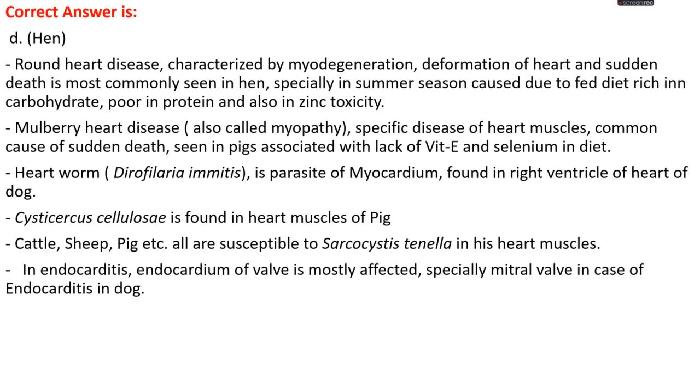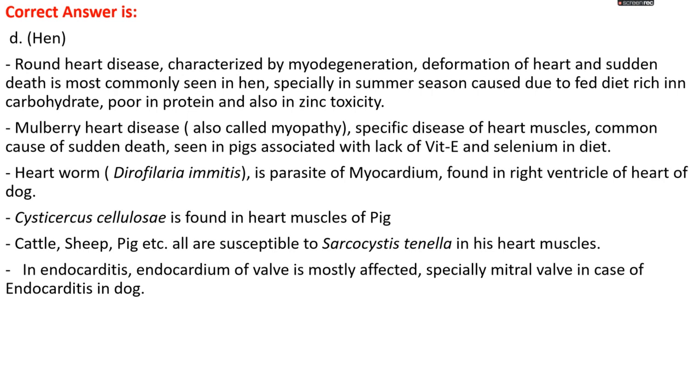Mainly seen in summer seasons, caused due to feeding a diet which is rich in carbohydrate, poor in protein, and also has a high amount of zinc. Okay, while mulberry heart disease is also a metabolic disease, it's also called myopathy. A specific disease of heart muscles, a common cause of sudden death, mainly seen in pig, that is associated with lack of vitamin E and selenium in diet.